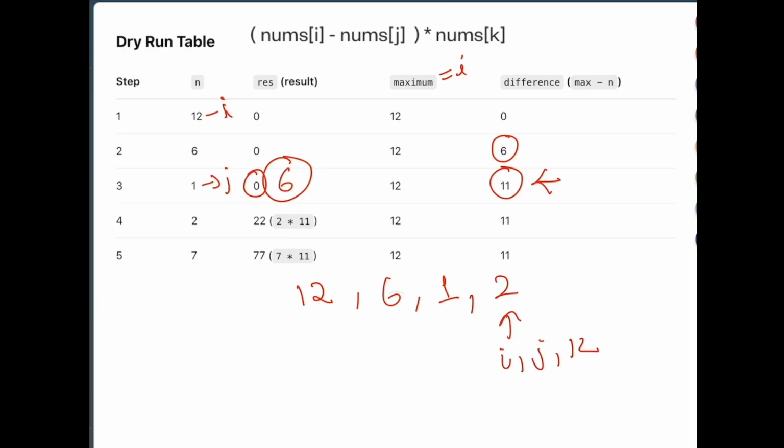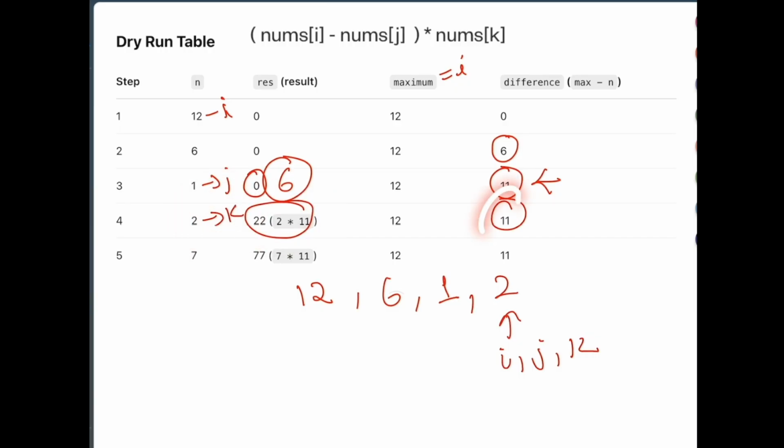Well, it can. And the reason is your difference factor is 11, right? And your new multiplying factor is 2, right? So in that case, 11 multiplied by 2 is going to be 22, which is a better value than the current result, which is 6, right? So we are going to say 2 is our new k, 22 is our new result, and 11 will still be my difference.